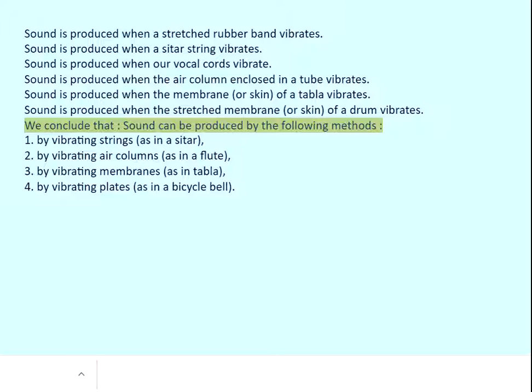We conclude that sound can be produced by the following methods. 1. By vibrating strings, as in a sitar. 2. By vibrating air columns, as in a flute. 3. By vibrating membranes, as in tabla. 4. By vibrating plates, as in a bicycle bell.